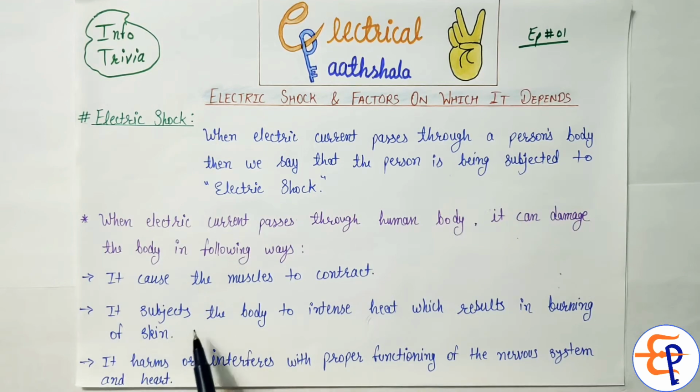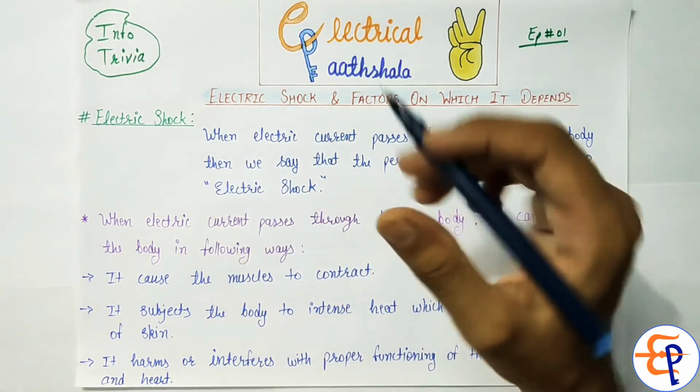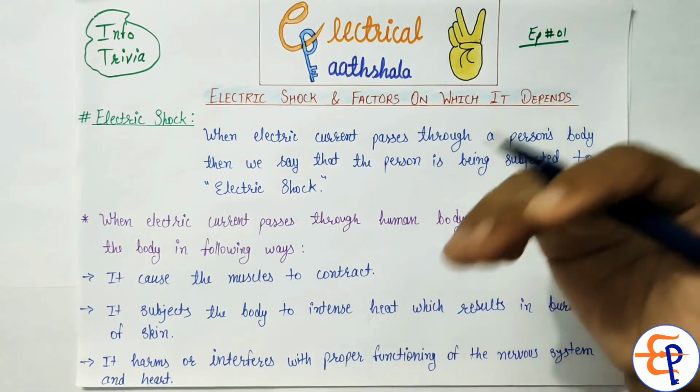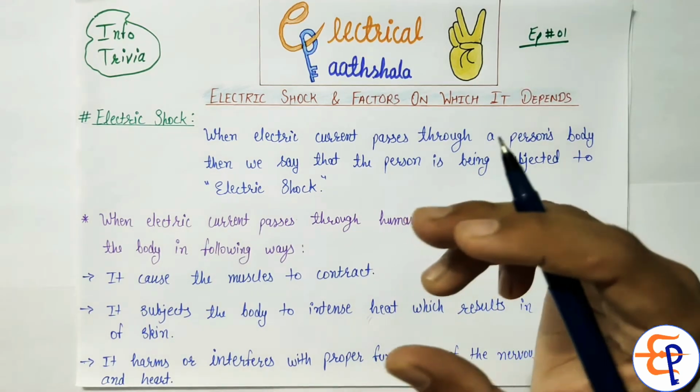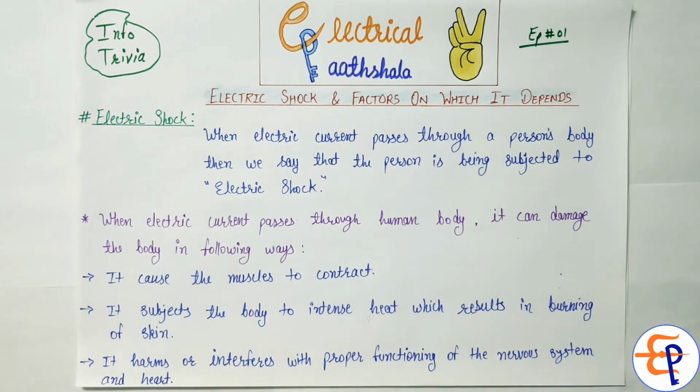Second is that it subjects the body to intense heat, which results in burning of skin. So guys, when electric current passes through our body, due to our body resistance, heat is generated, and due to that heat it results in burning of the skin. The next and major thing is that it harms or interferes with proper functioning of the nervous system and heart. So guys, if electric current passes through your heart, it will interfere with the proper functioning of your heart, and that may cause a very serious problem. That may also cause a heart attack, which will result in your death. So these are the problems that electric current causes when it passes through a person's body.